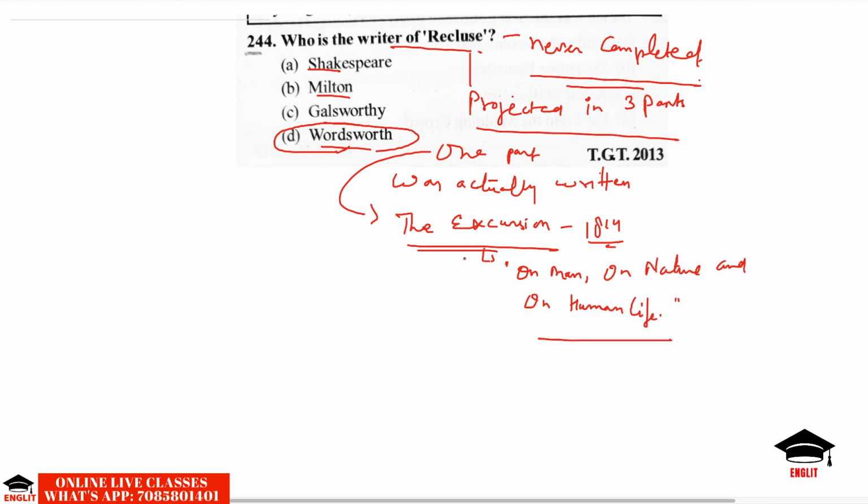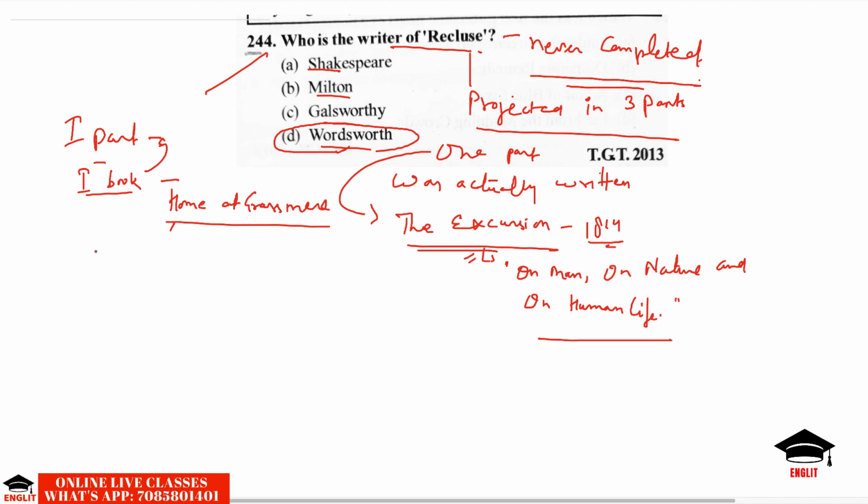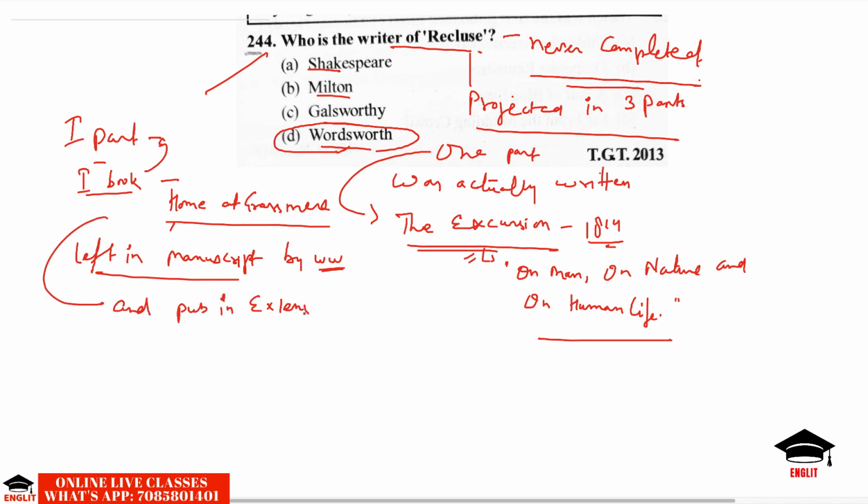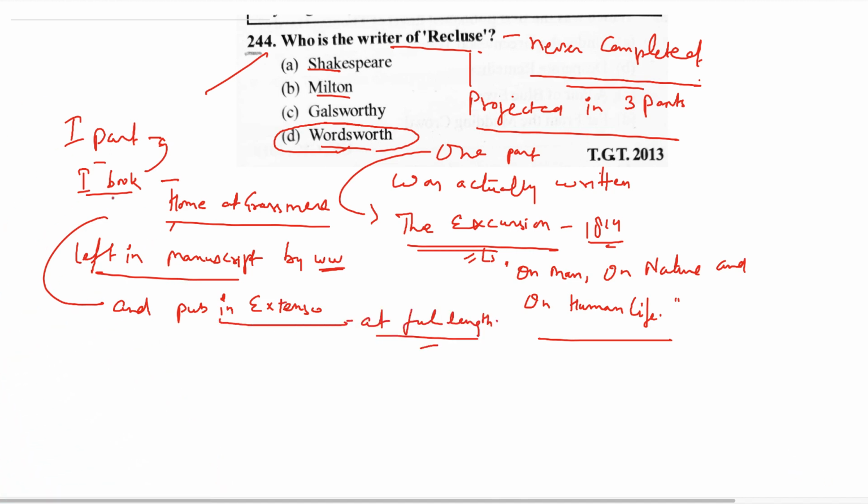So this part was only completed. The first book of the first part of that projected work, The Recluse, was Home at Grasmere. It was left in manuscript by William Wordsworth himself, and it was published in extenso. In extenso means at full length. So the manuscript of this first book of the first part was entitled Home at Grasmere, and it was published in 1888.